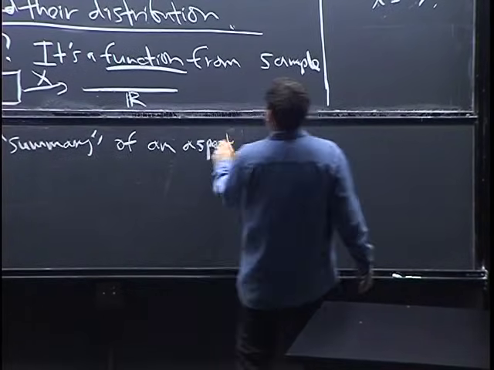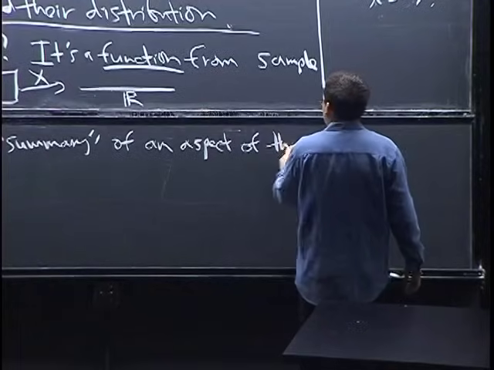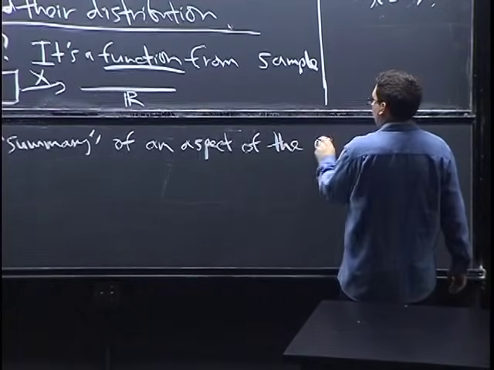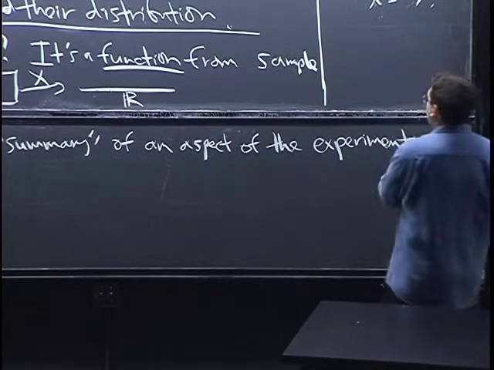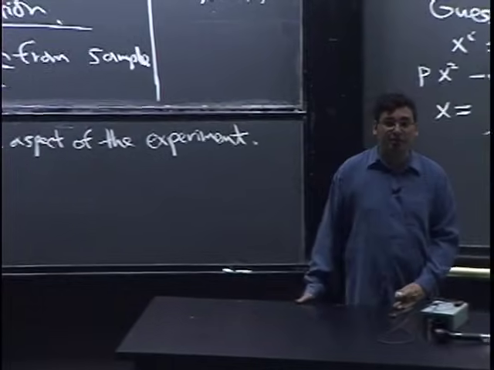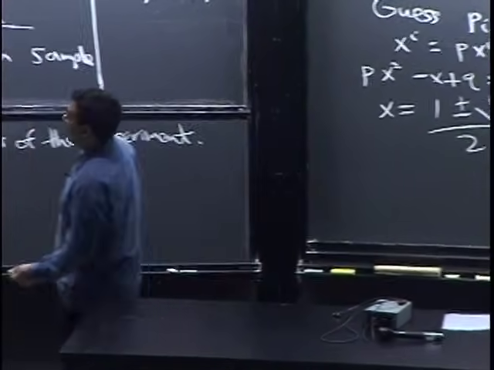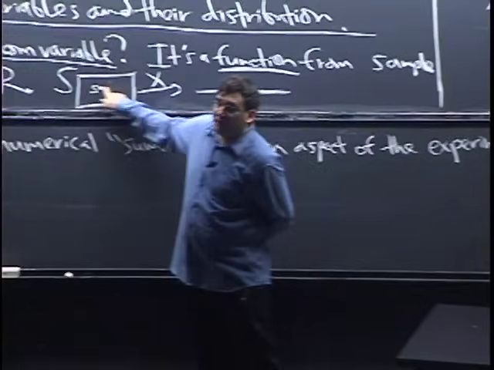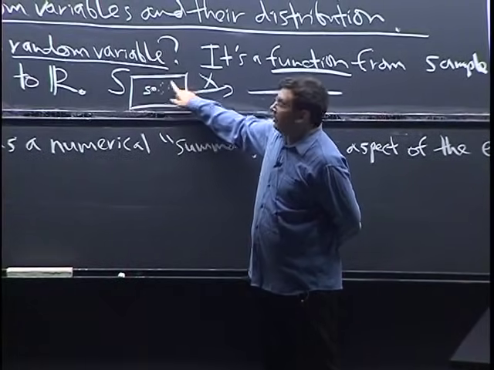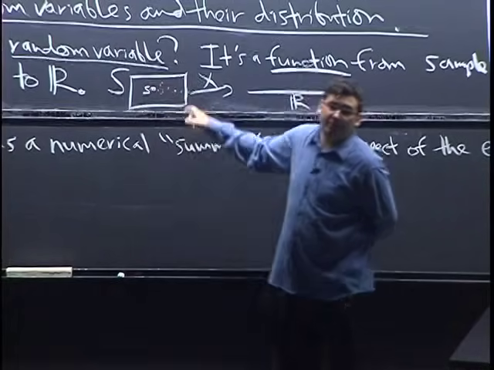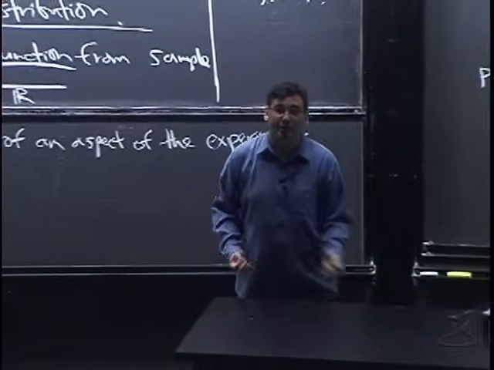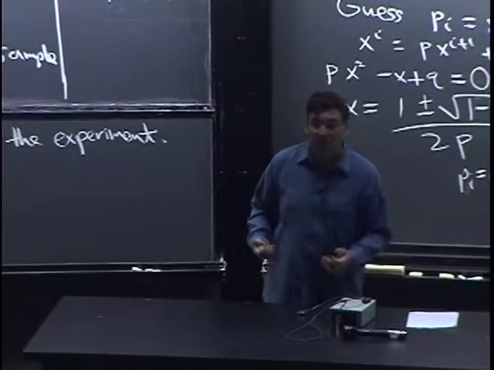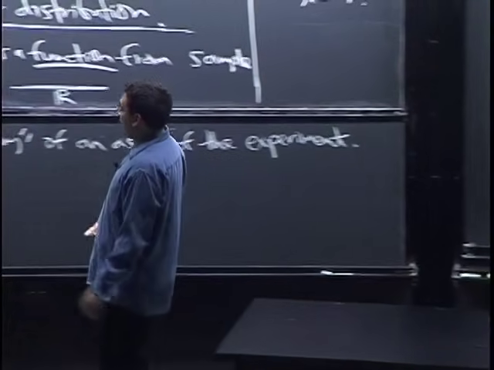And so to answer the question I asked about where the randomness comes from, the randomness comes from the experiment, because we're assuming we have a random experiment. Remember, we assigned different probabilities to different possible outcomes, right? And the probability of the entire sample space is 1, and different events have different probabilities. So the randomness comes from the random experiment.